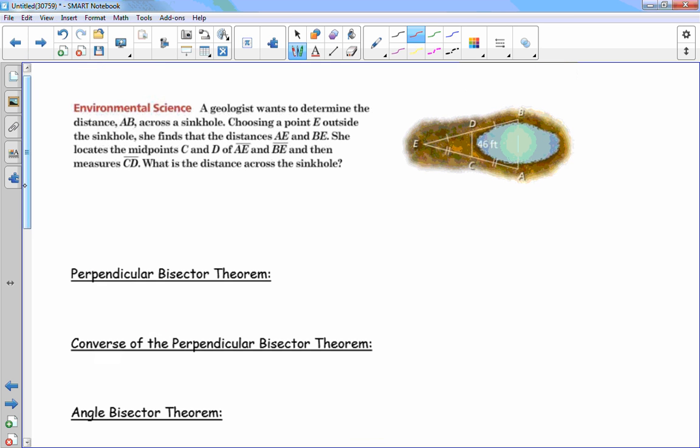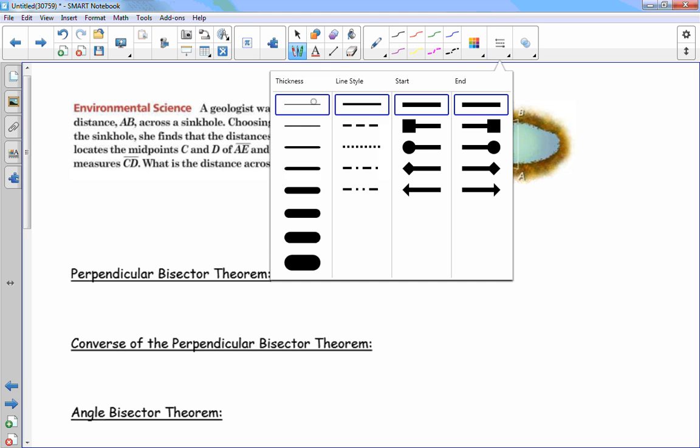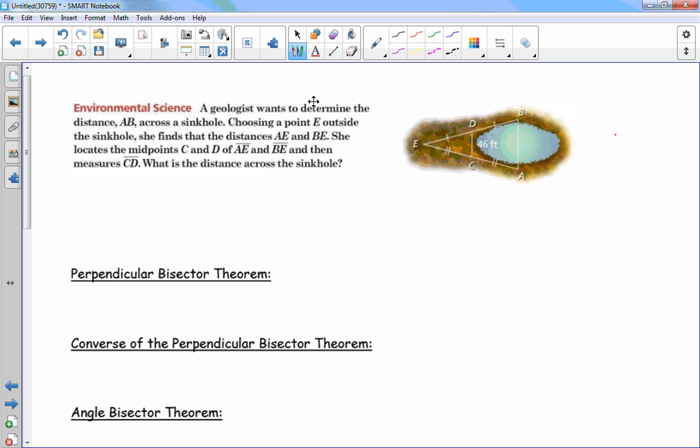Okay, story problem. A geologist wants to determine the distance AB across the sinkhole. Before you read any further, make sure you take that information and visualize where it's on the picture. Where's AB on the picture? Across the sinkhole. That's what we're trying to find. Choosing point E. Where is point E on the picture? On the left. So every time it gives you information, make sure you know where it is on the picture.